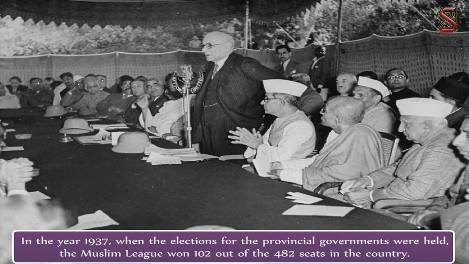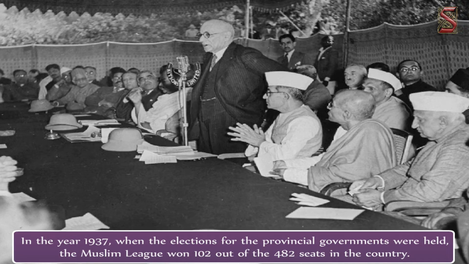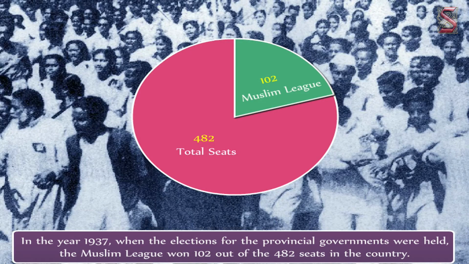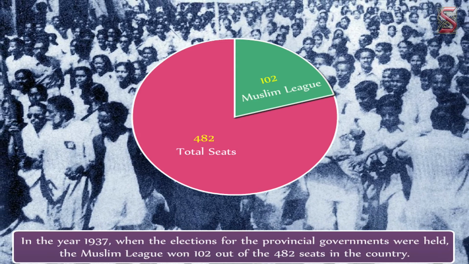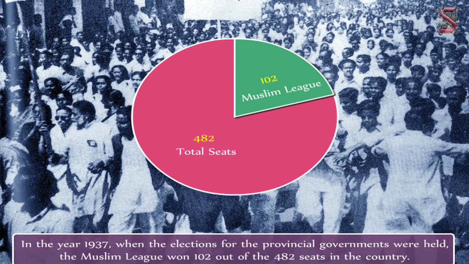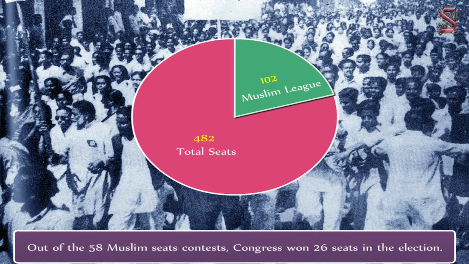Instead, if some seats were reserved for Muslims, for which the Muslim population would vote, it was expected that the Muslim representatives would be a part of the councils and speak for the Muslims. With the Congress accepting this logic, separate electorates were implemented from the year 1909. In the year 1937, when the elections for the provincial governments were held, the Muslim League won 102 out of the 482 seats in the country. Out of the 58 Muslim seats contested, Congress won 26 seats in the election.